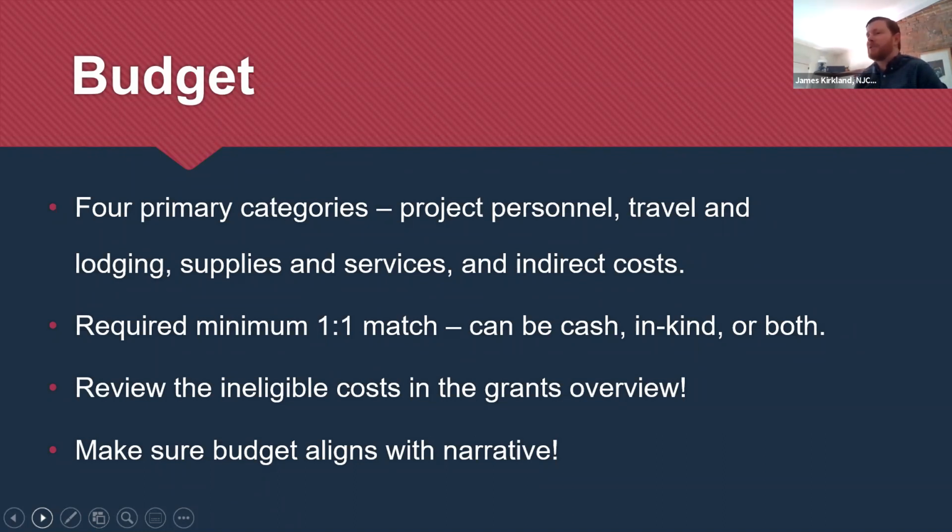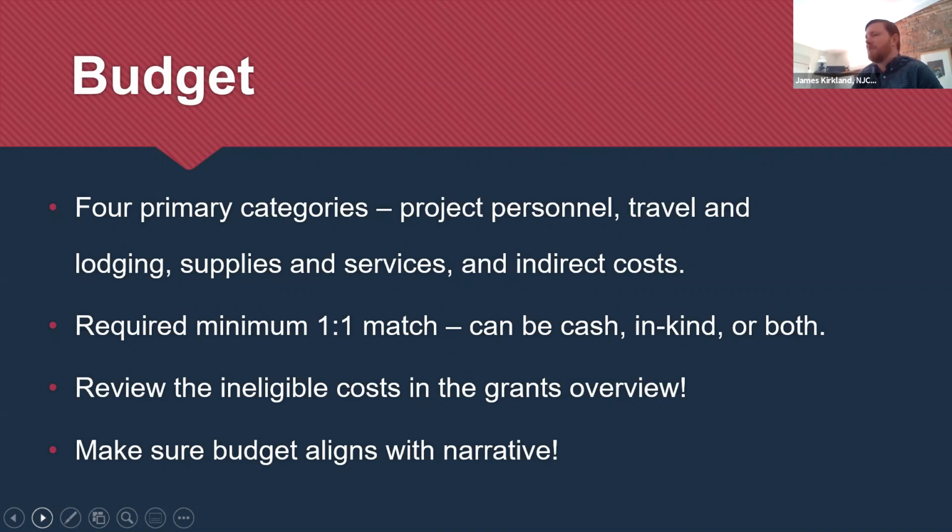Now, two really important points. Make sure to review the ineligible costs in the grants overview. If you go to the grants guidelines, the grants overview main page, you'll see a section called budget and fiscal requirements. We have a list of ineligible expenses. Too many to go over here, but some big ones include: we don't support general operating funds, we don't support lobbying, we don't support alcohol.